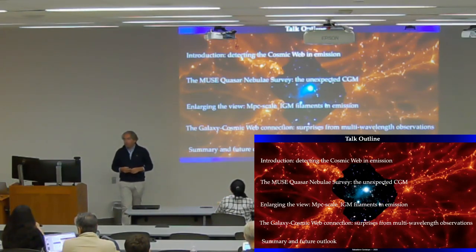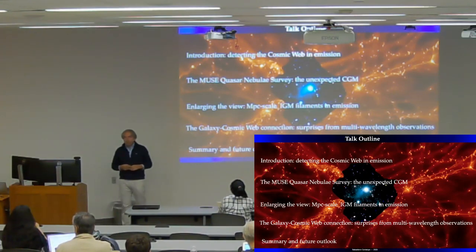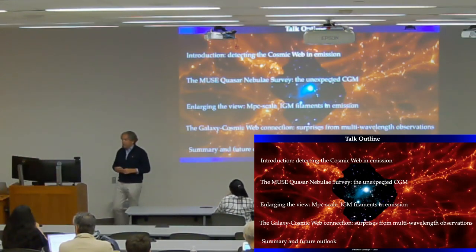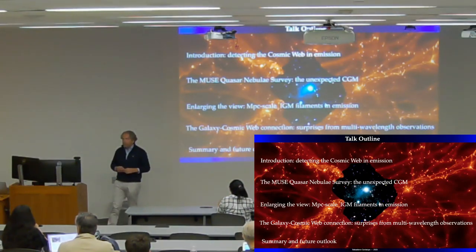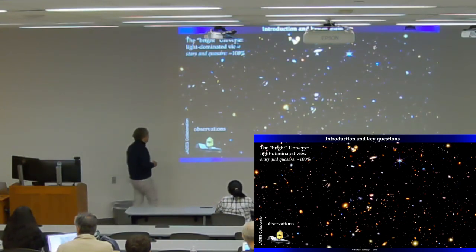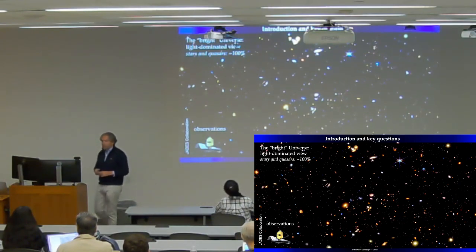This is my talk outline. After a brief introduction, I will tell you a bit of the history, what I've been doing so far using MUSE. Then in the second part of the talk, I'll show you how we were able to enlarge the view and detect megaparsec-scale filaments in emission. I'll show you very recent results with JWST and multi-wavelength observations that are now giving us the opportunity to connect for the first time the galaxy and the cosmic web, cosmic streams and galactic flows. I'll finish with a summary and a brief outlook.